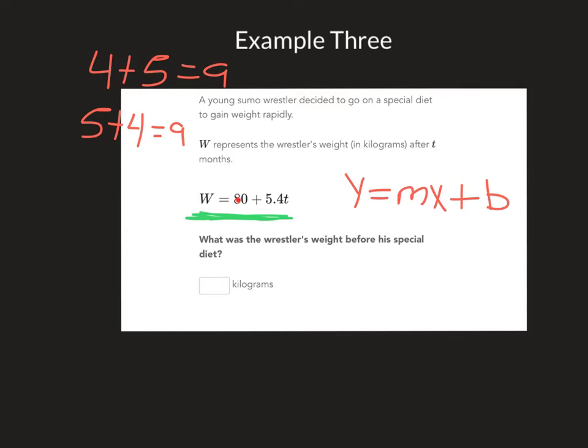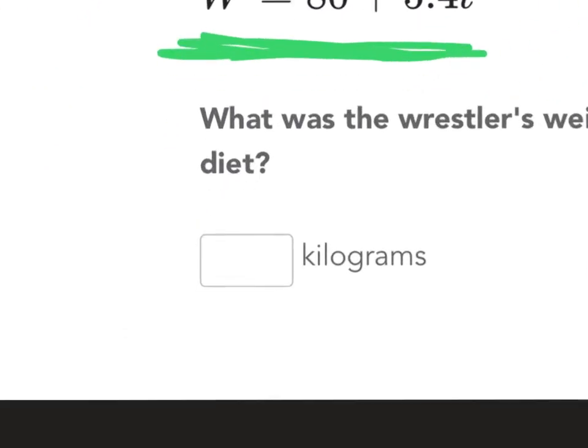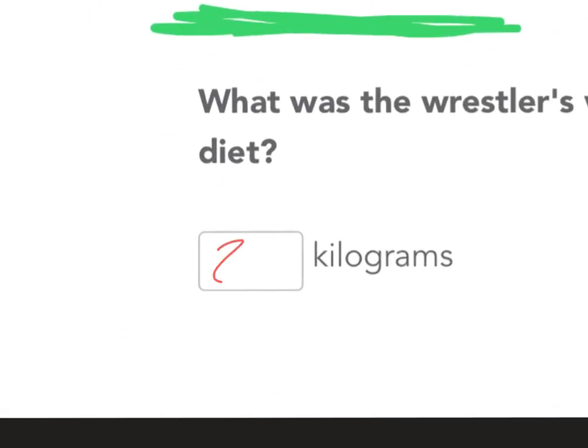Because what this is saying is that he starts at 80 kilograms, and then after every T months, so every 1 month, he's going to gain 5.4 kilograms, okay? So to answer this question, what was the wrestler's weight before his special diet? Well, we know that. They gave that to us. It's this 80. So the answer to this is 80 kilograms. Boom.